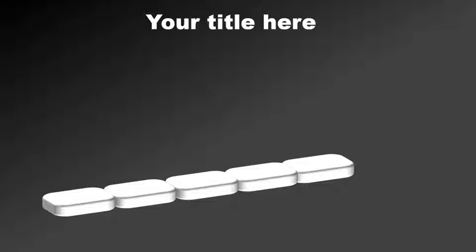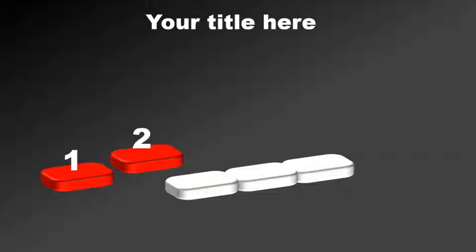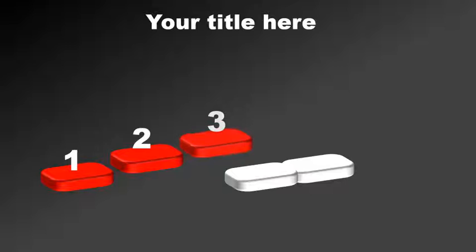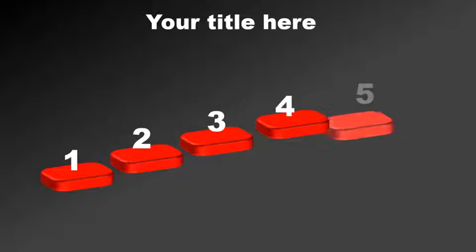So let's start. This is how it looks. You have a rectangle and five rectangular shapes which are moveable and have depth in 3D format. Then on a click, the color changes and you can have your text here. On another click, the second one appears. This is how it goes. So let's start.